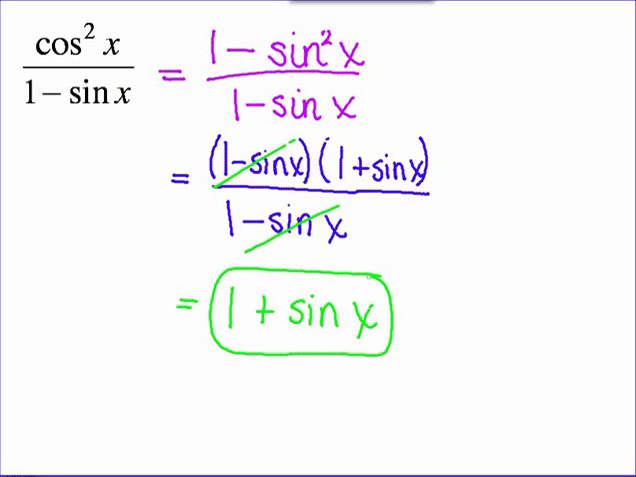Now, if you didn't recognize that and you multiplied by 1 plus sine over 1 plus sine, you could get there. It's just going to take you a lot longer. So you could eventually get there, you'd probably have another 2 or 3 steps.